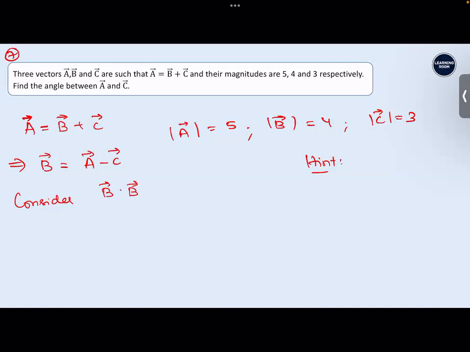But what did they ask? Find the angle between A vector and C vector. So I brought A and C on one side. I left the other vector on the other part. So that is the first thing.